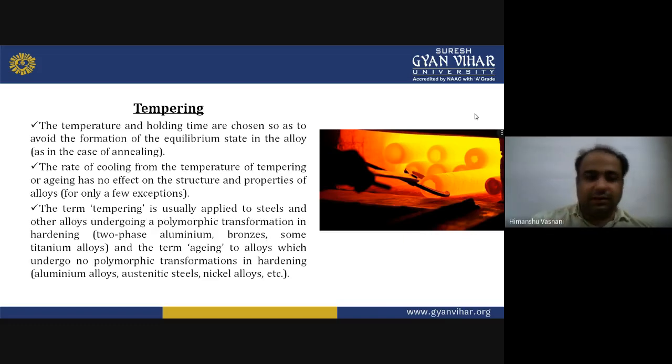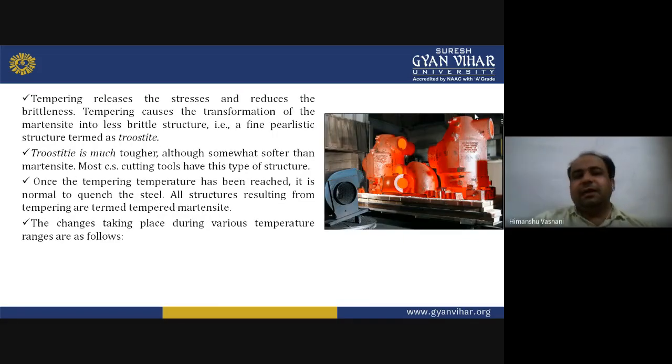Now, tempering releases the stress and reduces the brittleness. Either you go with the normalizing process or the other processes, they try to release the internal stresses caused by any kind of making processes. And in tempering, they release the stress and also reduce the brittleness.